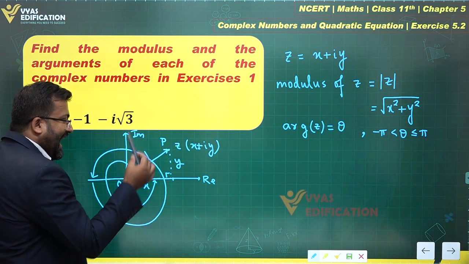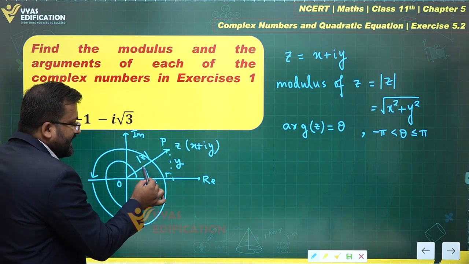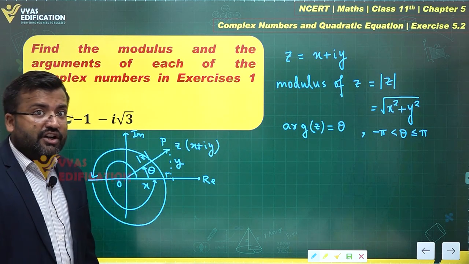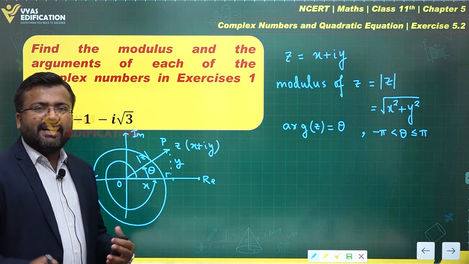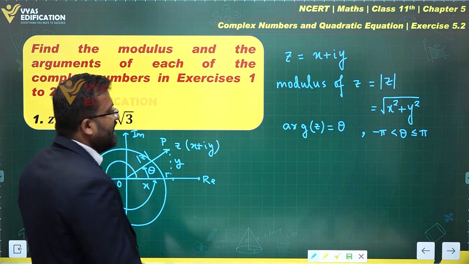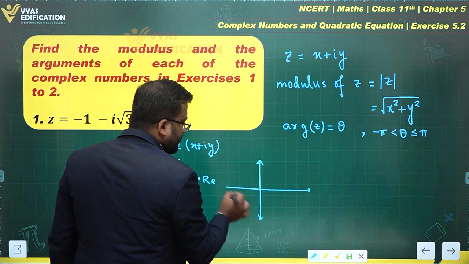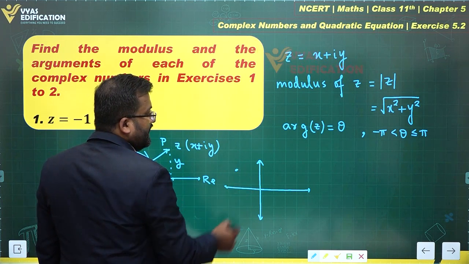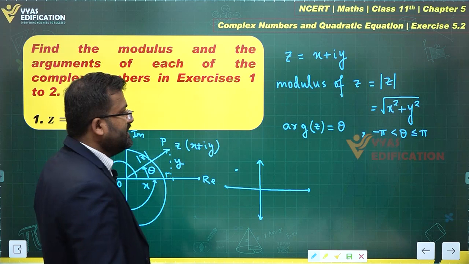And the angle made by OP with the positive x-axis, that is my theta. That is my argument of z in general. So when the point lies in the first quadrant, it is very simple to find the argument of z. When the point does not lie in the first quadrant, we have to apply some common sense. Let's say the point lies in this quadrant over here. So the location of the point is important.